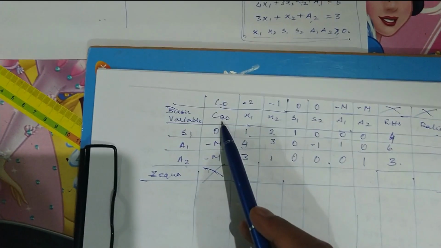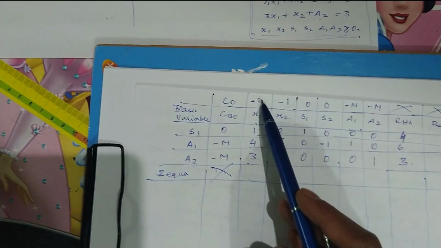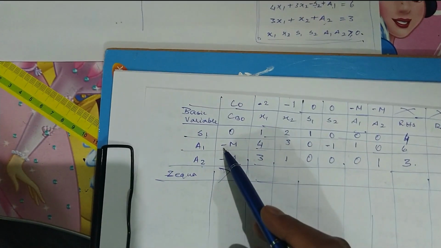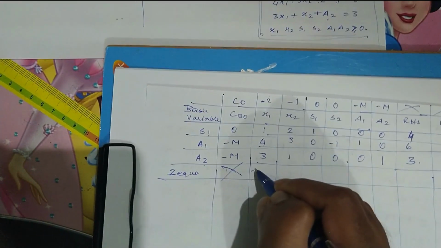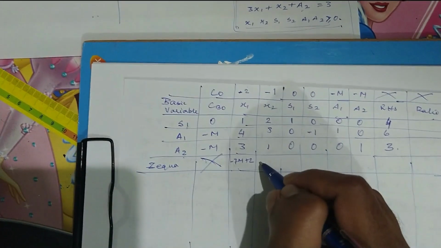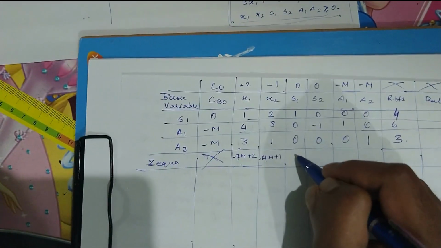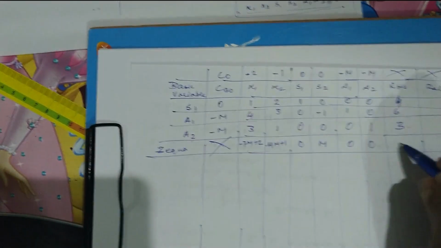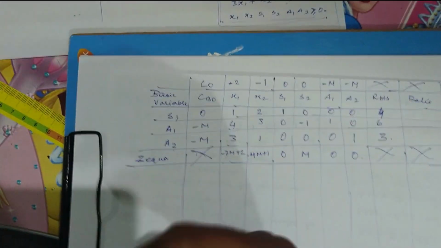So here the Z equation value for this particular cell is calculated as the summation of CB into Xi throughout, minus the Cj. So here 0 into 1 plus minus m into 4 plus minus m into 3 minus of minus 2, therefore it becomes minus 7m plus 2. Similarly, this one is minus 4m plus 1, 0, 0, 0, and we do not calculate anything here. The rest of the procedure is similar to the one that we have used in the simplex method.